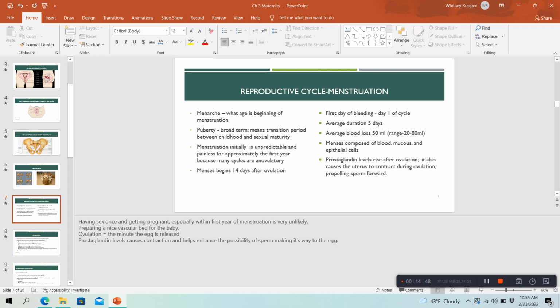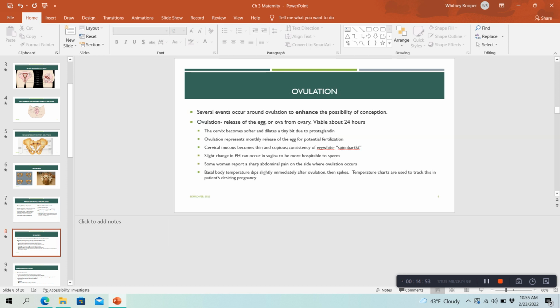Okay, there are several events that, like I just said, occur around ovulation to enhance that possibility. First of all, when the egg is released from the ovary, it's viable for about 24 hours. So if the patient ovulates at 8 o'clock this morning, the egg is able to be penetrated by the sperm for about 24 hours. So 8 o'clock this morning, 8 o'clock tomorrow morning, let's say.